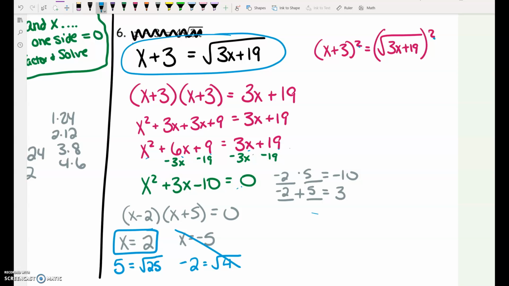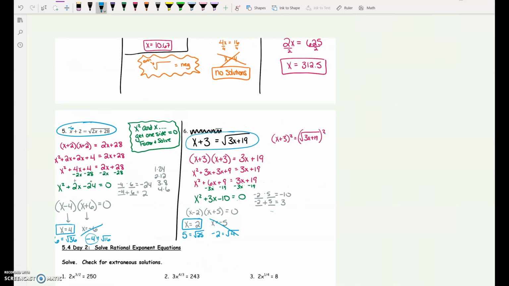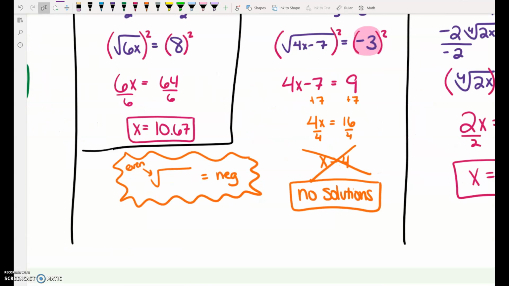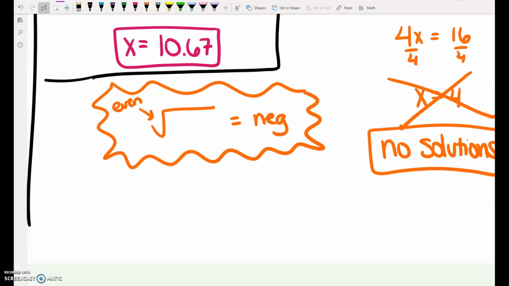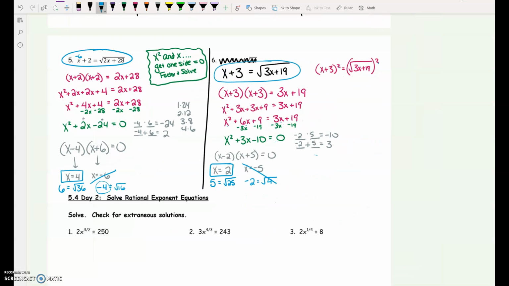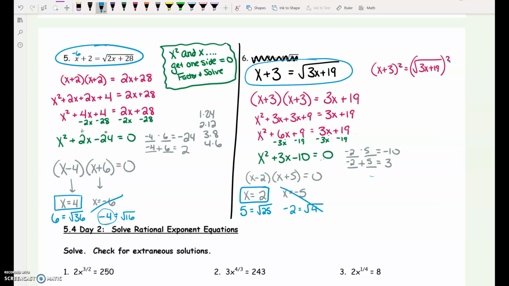So the keys to look for when checking for extraneous solutions. And you may want to write this in your notes, those of you who are watching the video. If you end up in the process of solving, if you have an even radical equaling a negative number somewhere in the process of solving, that's a red flag that you may have an extraneous solution. Make sure you check your solution when you're done. If you have to factor and solve and you end up with two solutions, that's a red flag that you may have an extraneous solution and you should check your solutions.